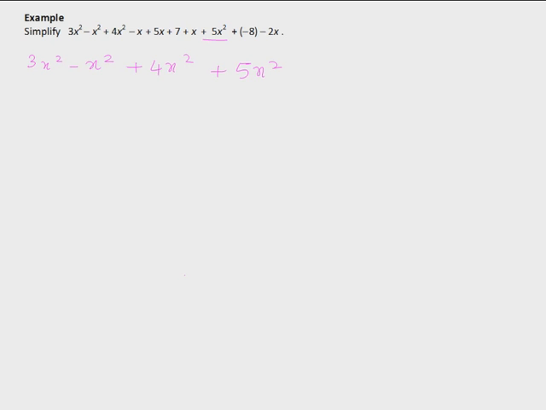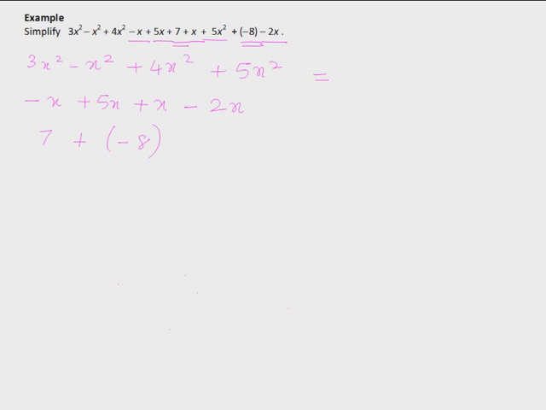Let me also isolate all the terms in x. That's minus x plus 5x plus x minus 2x. And then let me group all the constant terms. That's 7 plus minus 8. That takes care of the constant terms. Let's work out each of these expressions.